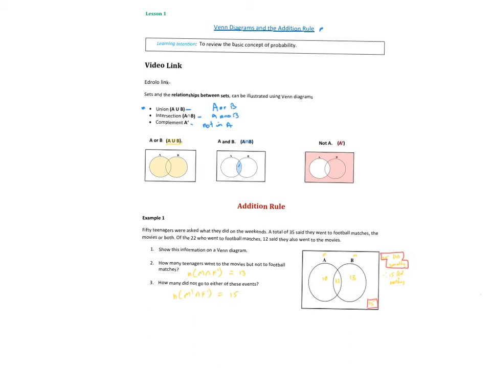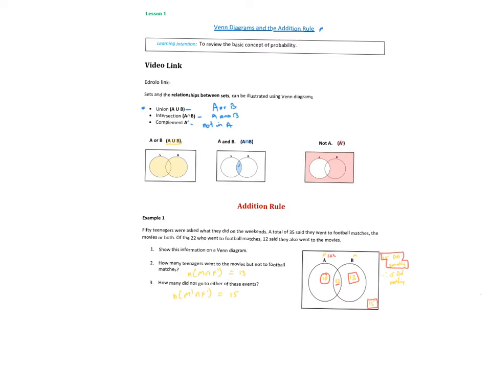It says, of the 22 who went to football, 12 also went to the movies. So that's where the 12 of them that did both are, in the intersection. So the circle for the football has to add to 22. That means I have 10 out here in the football only. If 22 was in the football category in one shape or form, that means another 13 must have only gone to the movies, because we need 35 to have done something.